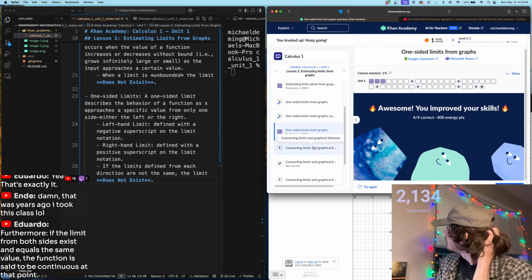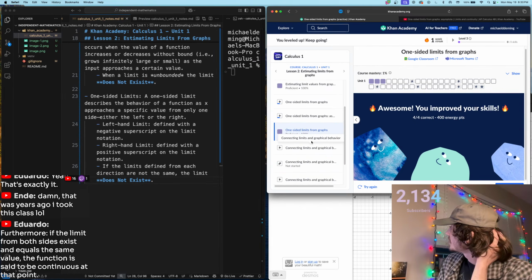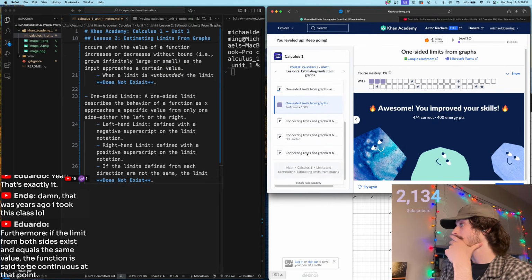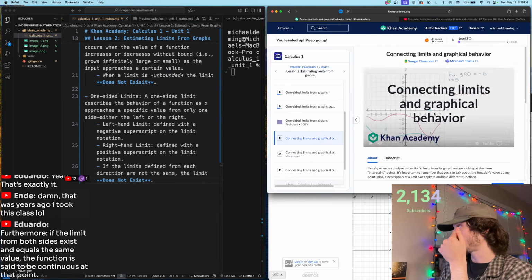If the limit from both sides exists and equals the same value, the function is also said to be continuous at that point. Okay, gotcha. All right, almost there, you guys.